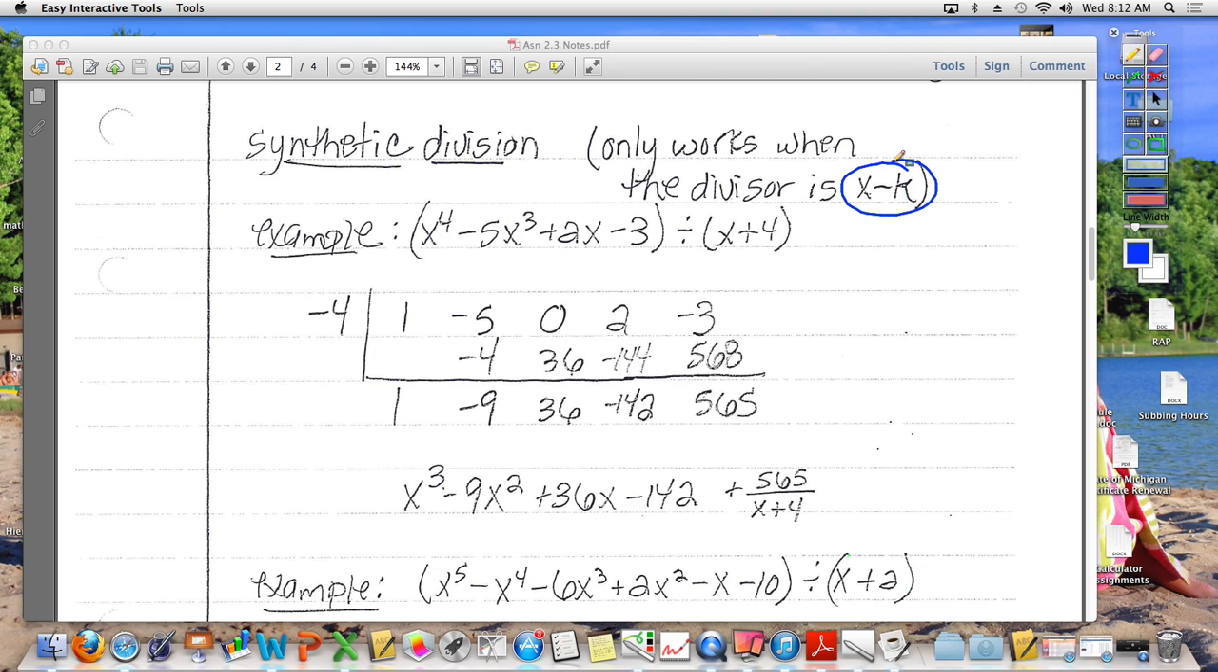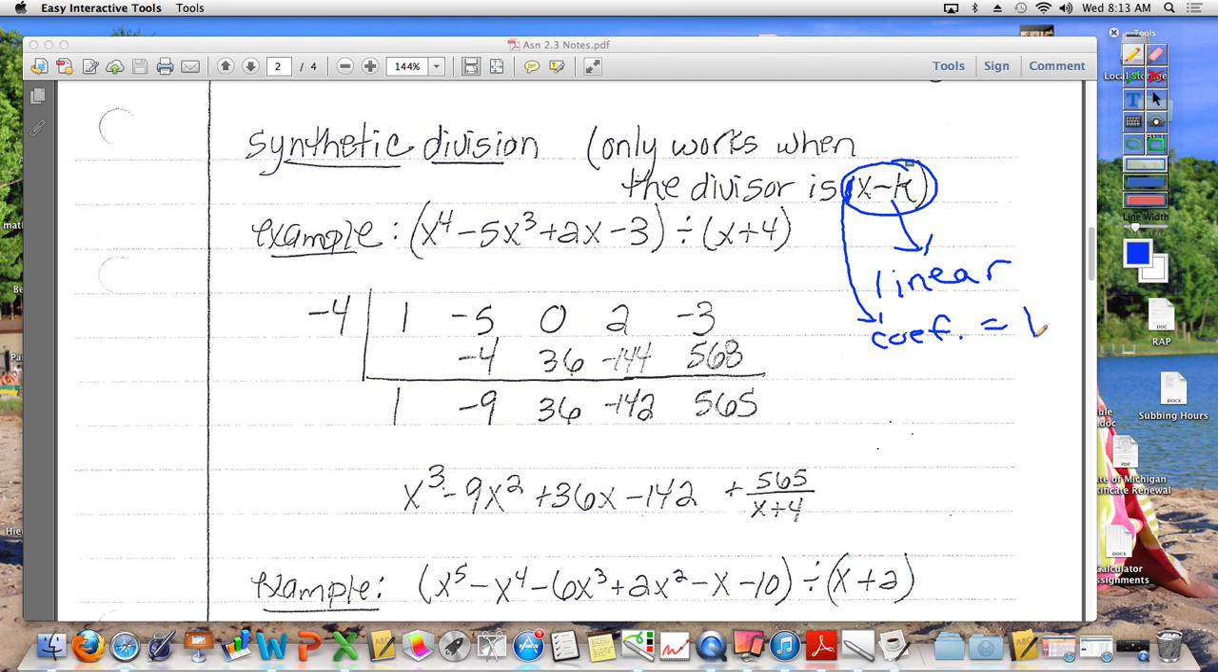Which all that means to you is that it only works if, first of all, the divisor is linear. If it is linear, that means the highest power of the x is 1. And I also want to mention that in front of the x is a 1. So in other words, the coefficient of the x equals 1. This is the only time it works. And it's pretty cool. It works quick, it's fast, it's easy, but it only works in very, very certain situations.